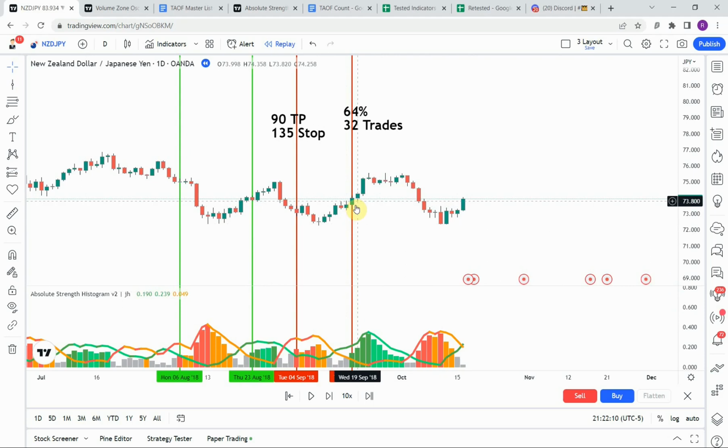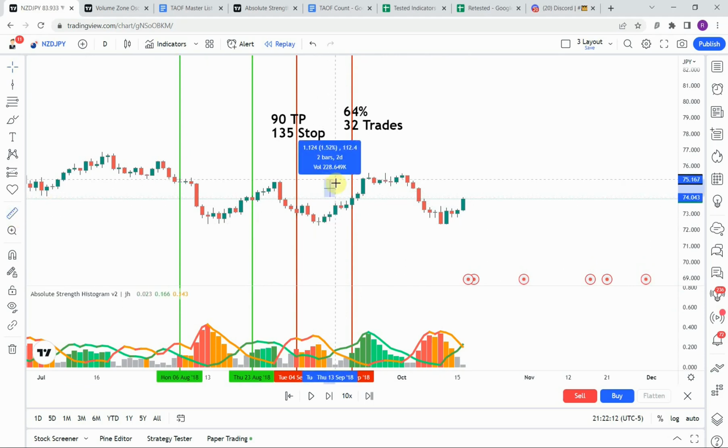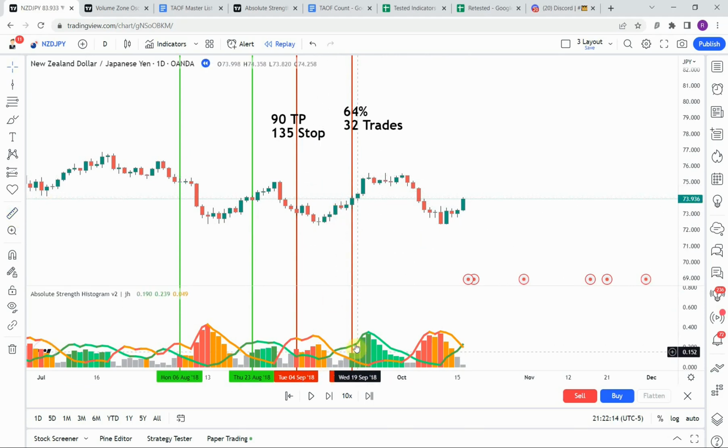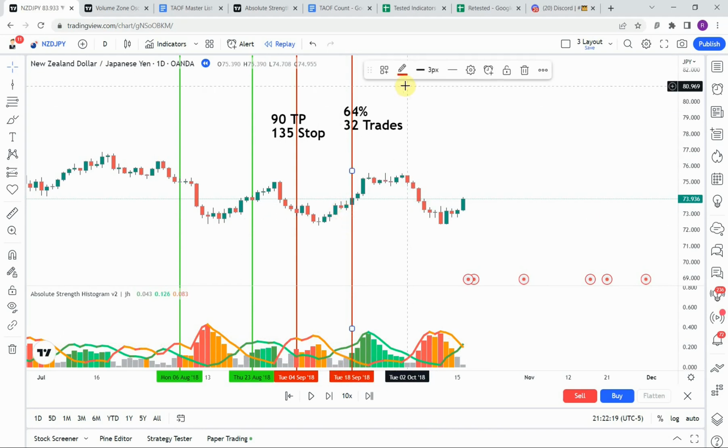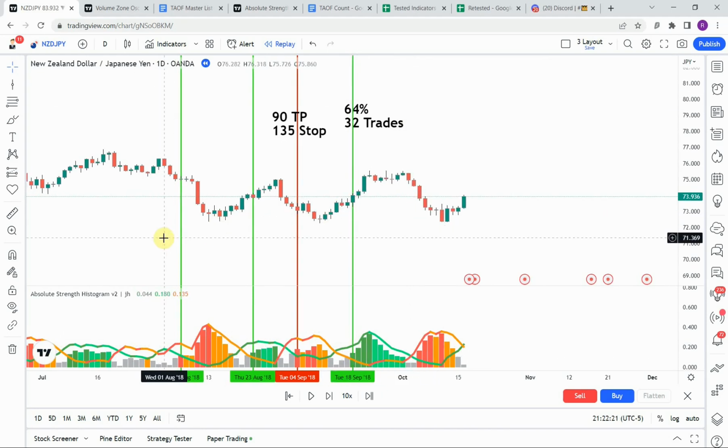We picked up a long signal right there. Same deal. Nice push to the upside there, 133 pips. We had the green line over the orange red, and we picked up a green bar. So again, that's how we tested it in the original testing.